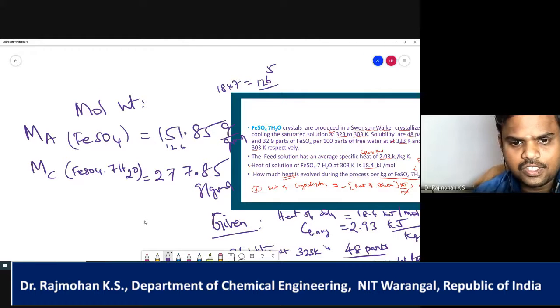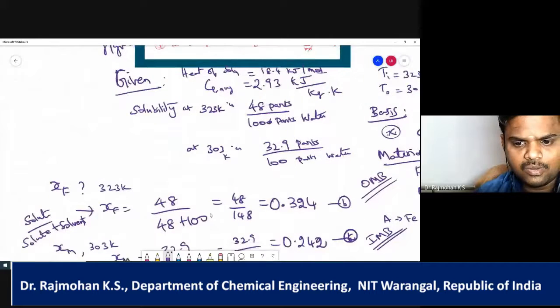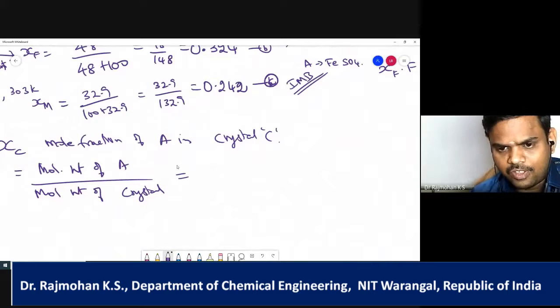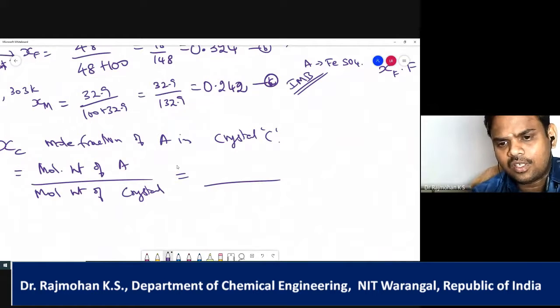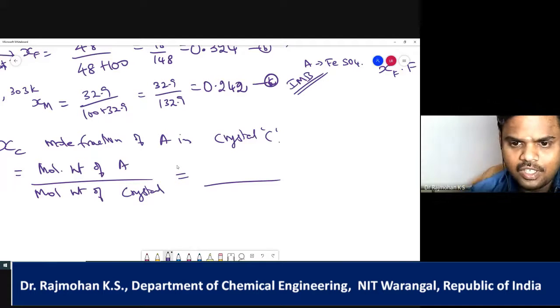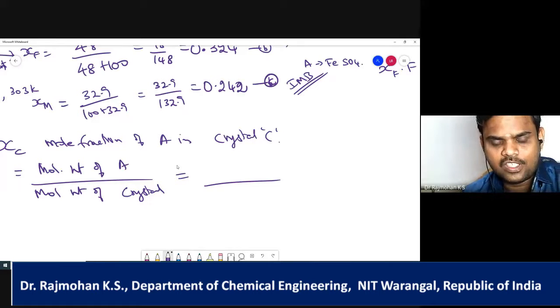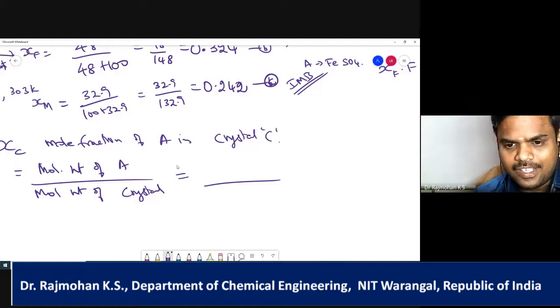So if you take this ratio, we will get the Xc value. Okay, 151.85 divided by 277.85. For any crystal, you have to know the molecular weight of the solute and the molecular weight of the crystal. You will get the Xc value, that is mole fraction of solute in the crystal, always obtained by molecular weight. So this data will not be directly given. We have to calculate the molecular weights and substitute to get the value.